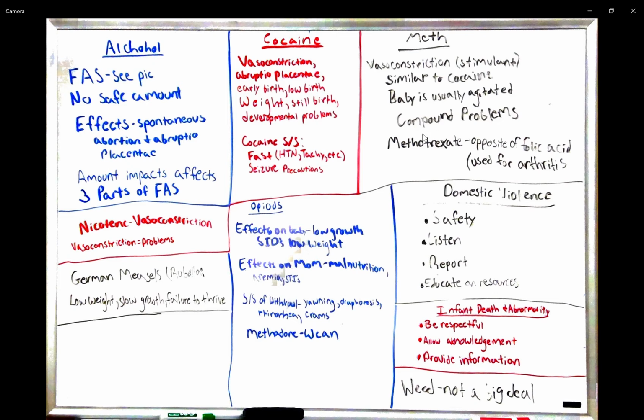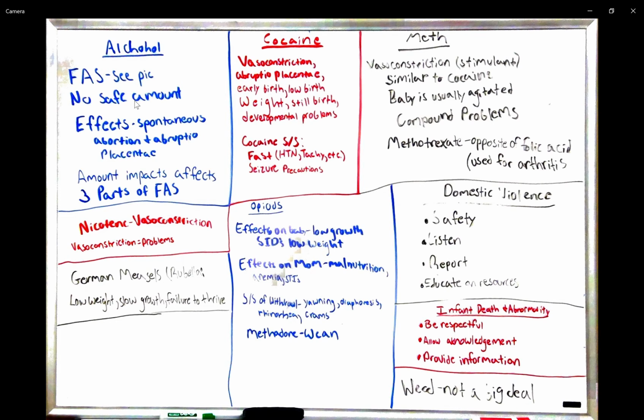Okay, we're going to be talking about chapter 24, drug abuse, or really just childbearing family with special needs. This is mainly focusing on drugs and just other situations that aren't optimal for having a child. So first we're going to talk about alcohol.